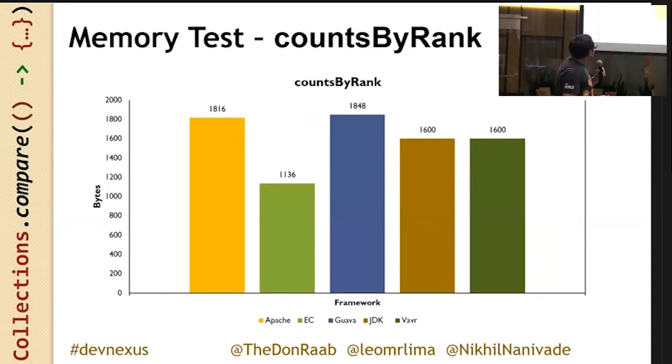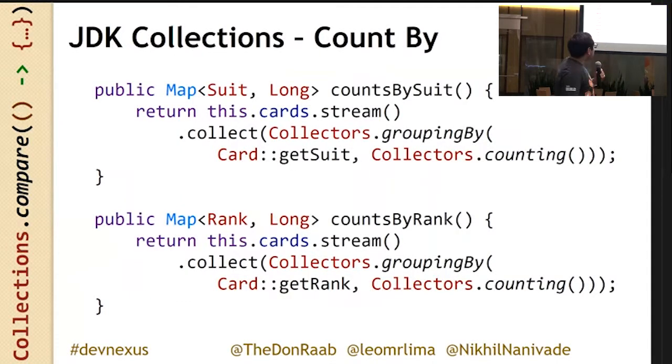Okay. Memory tests, again, the numbers are higher. However, the pattern is the same between the libraries. Now, how does the code look? It's essentially doing the same thing, so I'm only going to take you through the first one. Only the grouping changes, the method changes. So here you get the stream of cards, and then you use the grouping by collector, and you count it.